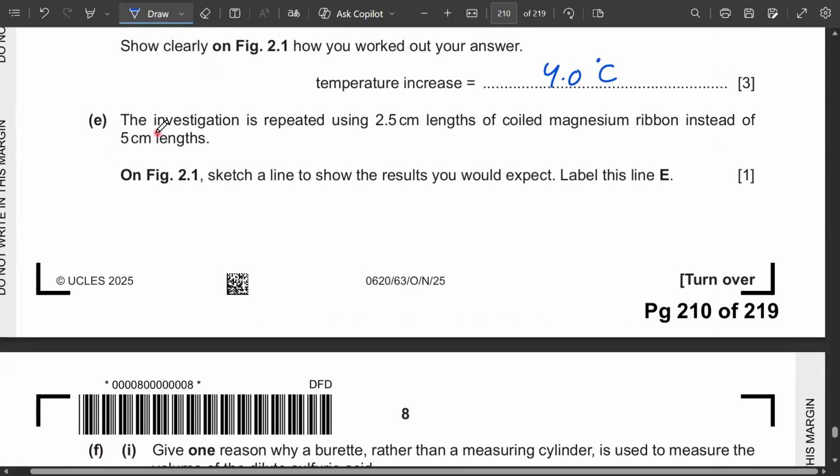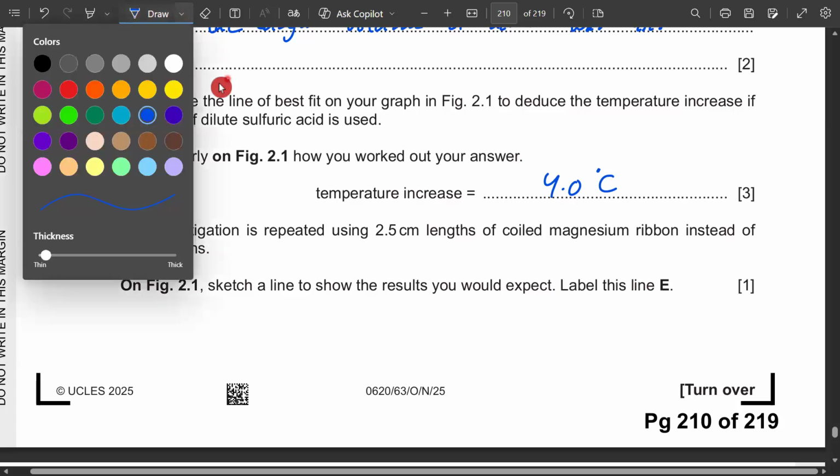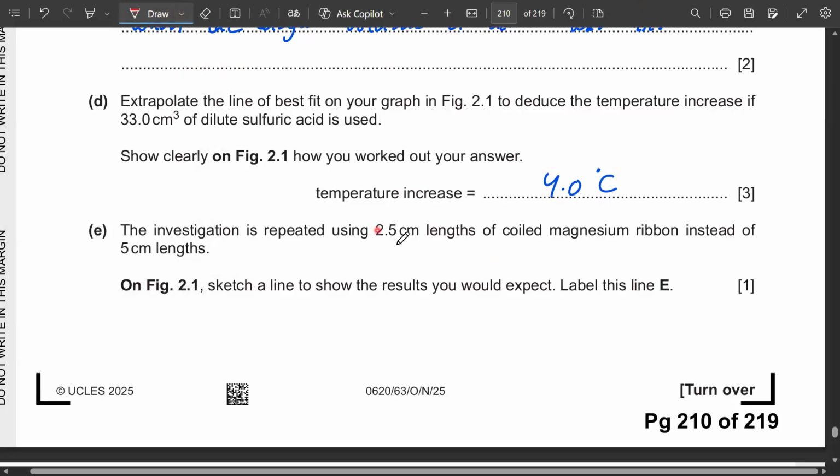Then part E: the investigation is repeated using 2.5 centimeter length of the coiled magnesium ribbon instead of 5 centimeter lengths. On figure 2.1, sketch a line to show the result you would expect. Label this line E. As I said before, initially we were using 5 centimeter length. That is also the mass, not 5 gram. You cannot say it's 5 gram, but a 5 centimeter length will definitely have some specific mass of magnesium.